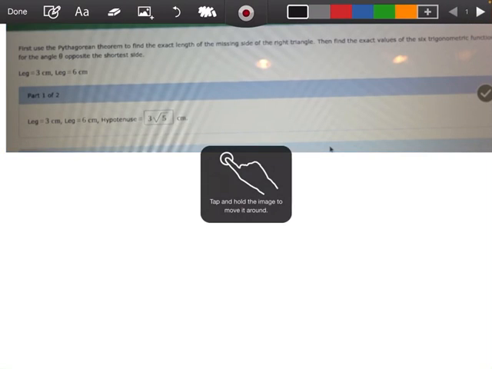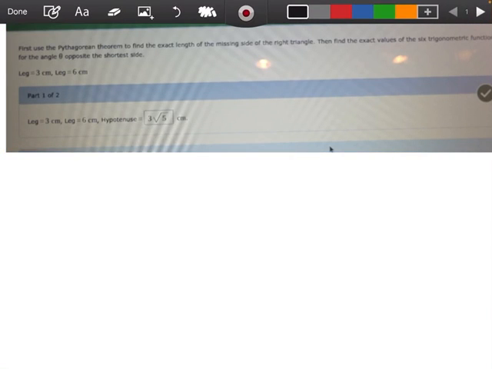This is a problem here out of 4.3, and it says, first use the Pythagorean Theorem to find the exact length of the missing side of the right angle. Then find the exact values of the 6 trig functions for the angle theta opposite the shortest side. Okay, so let's take a look here.